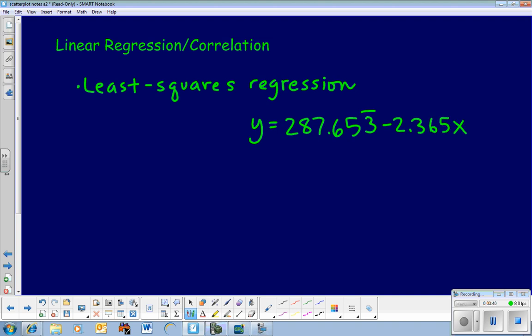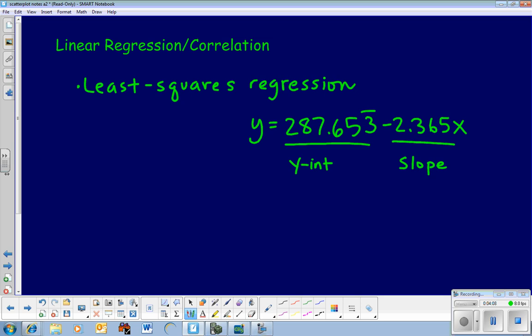So this is a line just like y equals mx plus b in algebra 1. This is the y-intercept of that line. This is the slope of that line. One thing that's going to be important is that you're able to interpret those values in context. We're going to use context over and over in this class. You need to be able to apply this to what we're talking about. And don't just say the line goes down 2.365 for every step to the right, but put that into context.